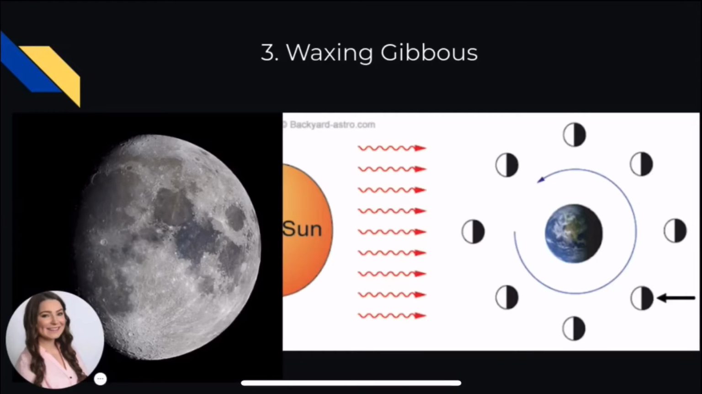The next stage is the waxing gibbous. Again, gibbous means that more than 1/2 of the moon can be seen. The gibbous will increase until it reaches the next phase.